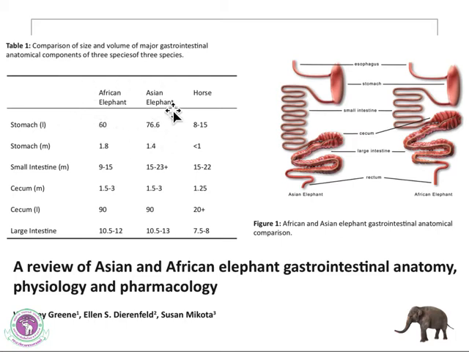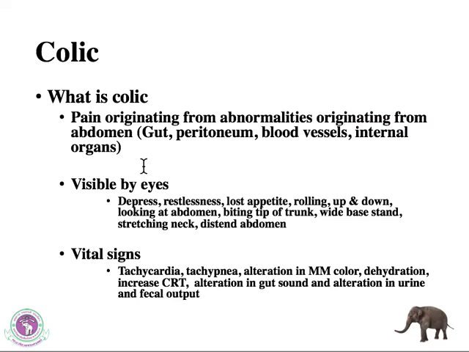In my opinion, it could be that the Asian elephants they got had died from some kind of abnormality, like gastric dilatation, before they were euthanized or died. So basically, what is colic?